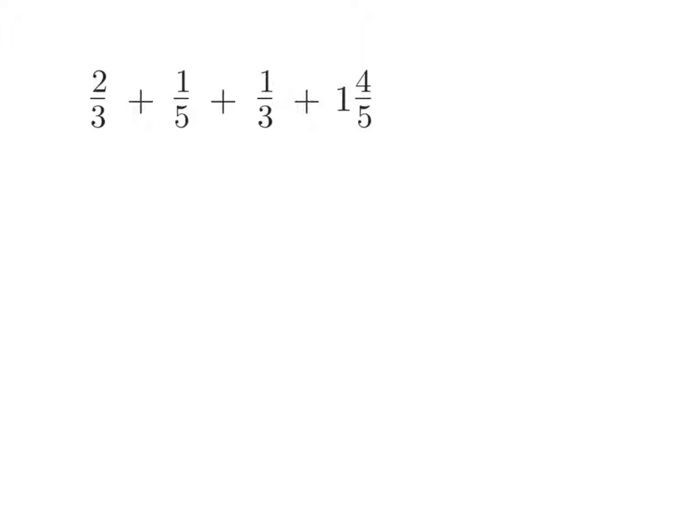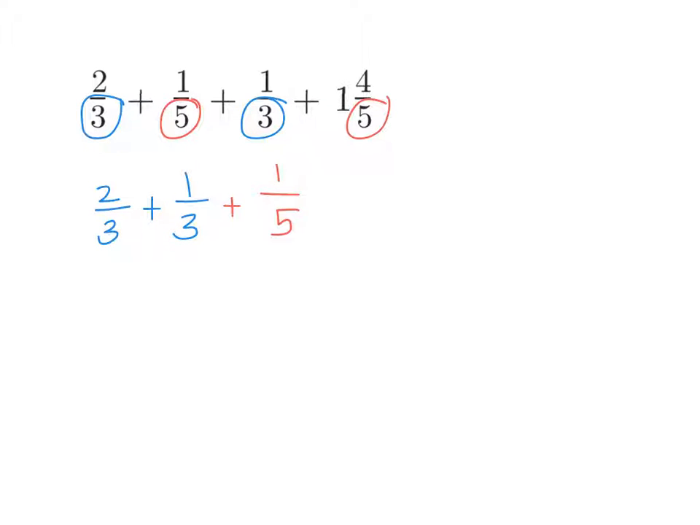Now, when I look at this problem, I notice that there are 2 different denominators. We have thirds, and then we have fifths. In general, I want to always write the same denominators together if possible, because that can help me see if there's anything easy to do. For example, I'm going to commute it. I'm going to do 2/3 plus 1/3. Then I'm going to do plus 1/5 plus 1 4/5.